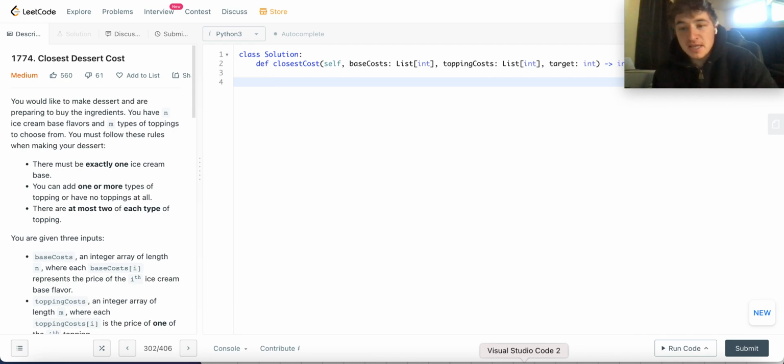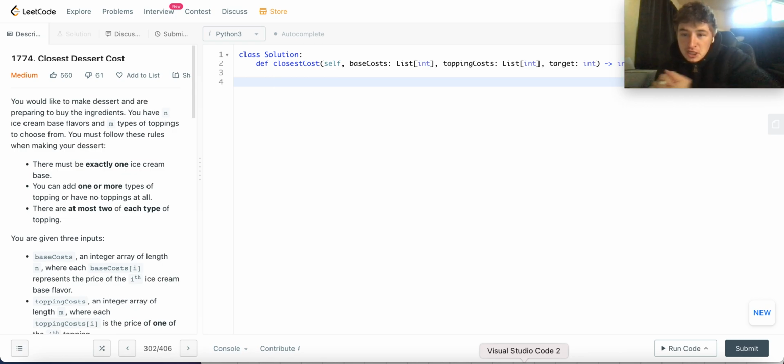This is problem 1774, closest dessert cost. So let's get right into the problem. Okay, so you would like to make dessert and are preparing to buy the ingredients. You have N ice cream base flavors. All right, so N ice cream base flavors.